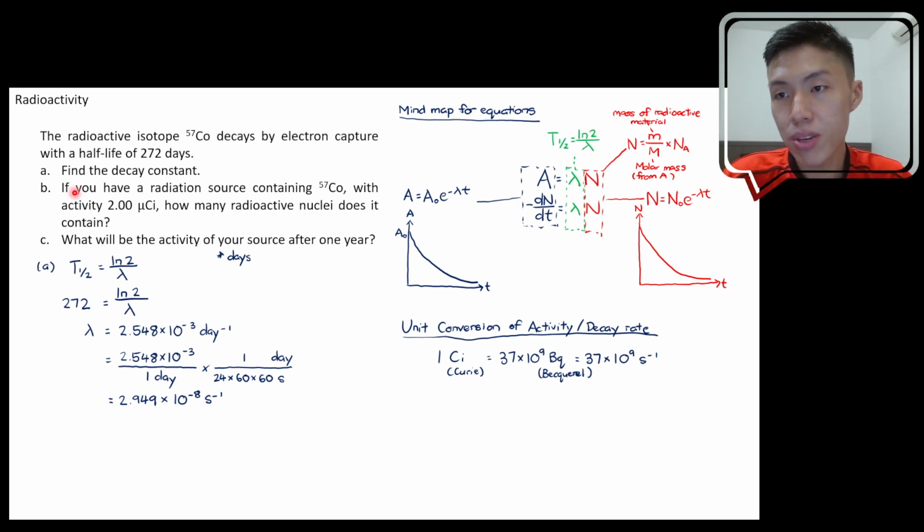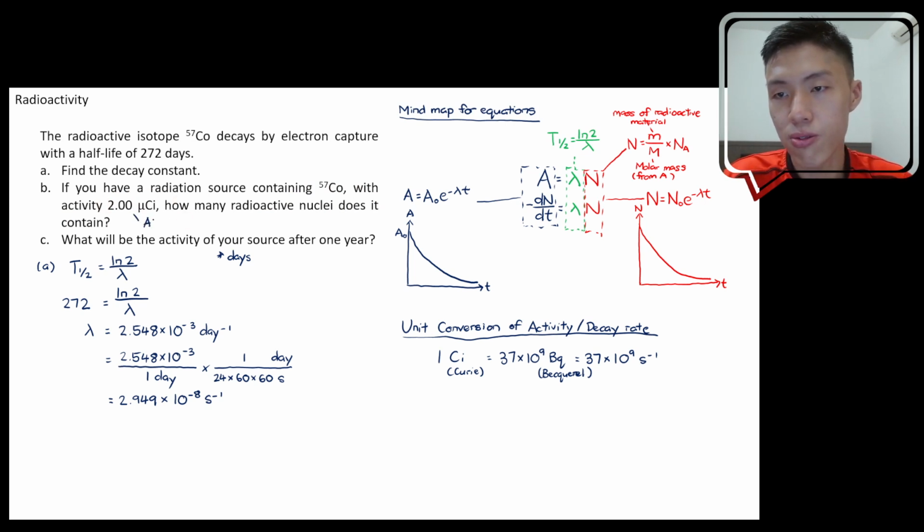Okay, question B, if you have a radiation source containing 57 cobalt, with an activity of 2.00 micro Curie, how many radioactive nuclei does it contain? So this thing here, activity here, it's A, right?